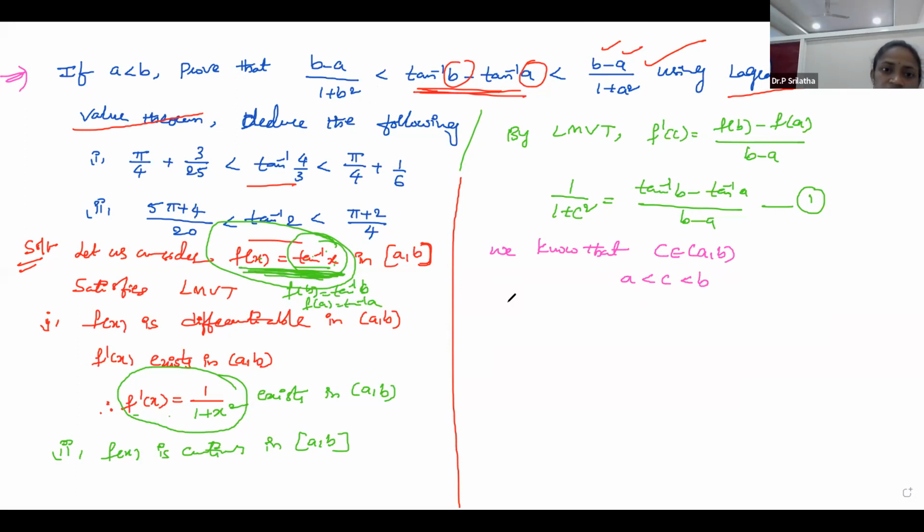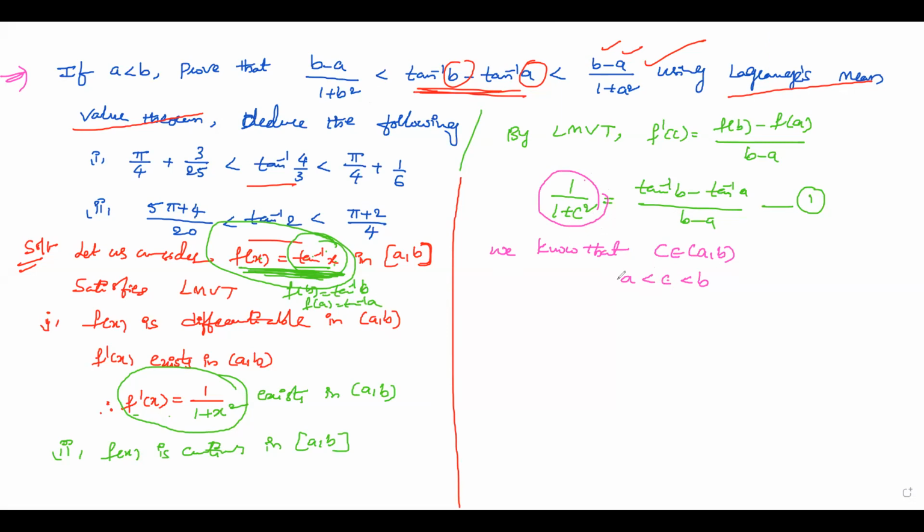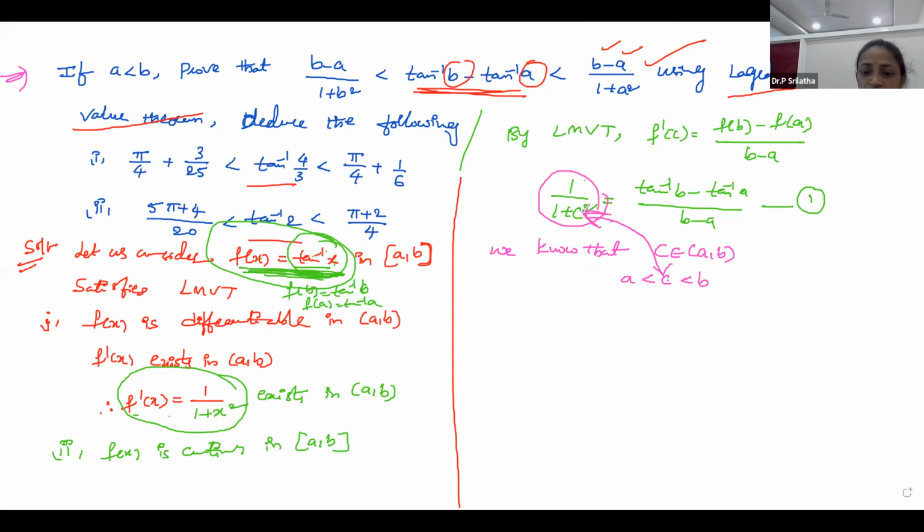So what do we need here? See, in our function we need 1 by 1 plus x square, right? We have to convert the c value into this form. After that you have to substitute that value here. For that we have to take squaring on both sides, right? A square is less than c square is less than b square.